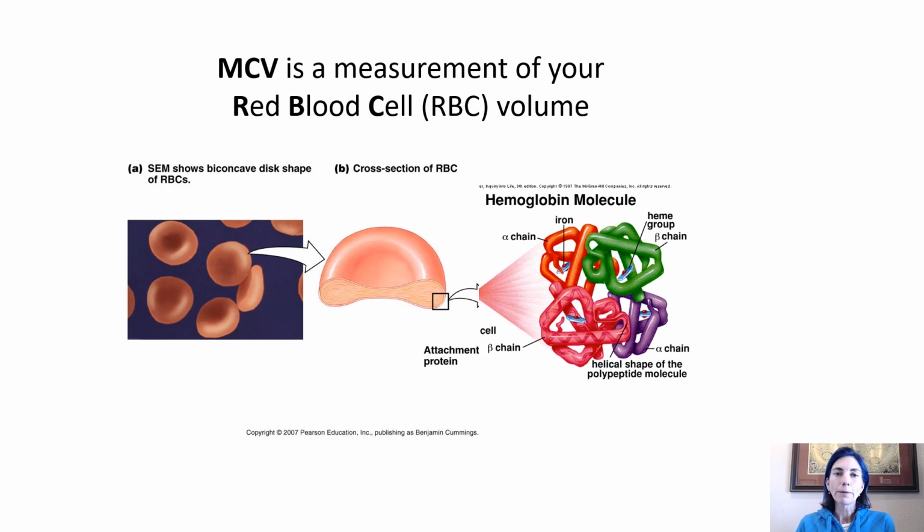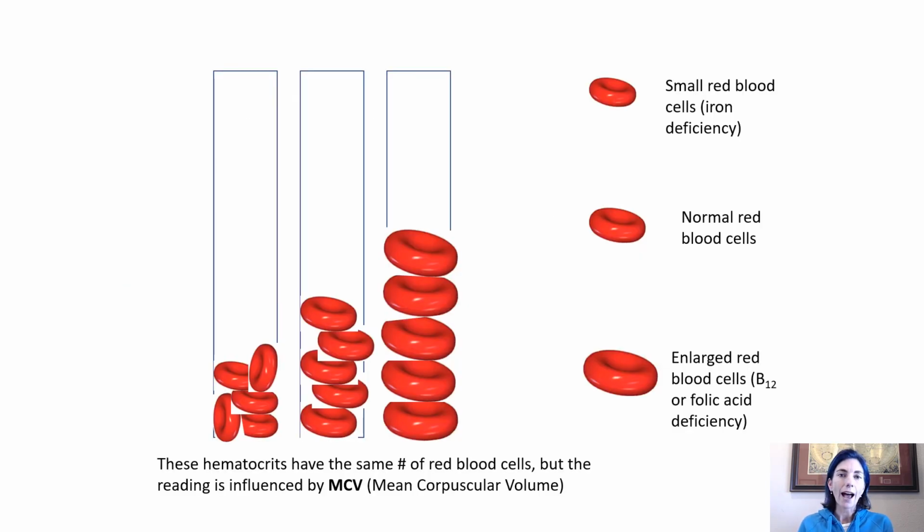So mean corpuscular volume is a fancy way of just saying how big are your red blood cells. Now, most people have red blood cells in what is called the normal range. The normal range is anywhere between 82 to 95-ish. The units, don't worry about the units, but that's the number that we're looking for as a normal size.